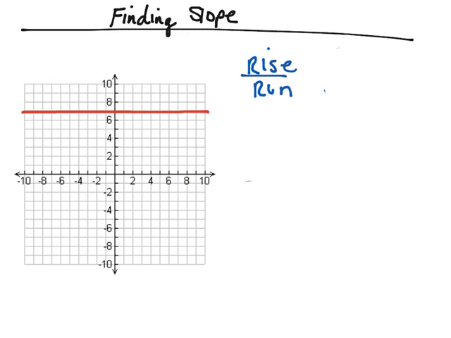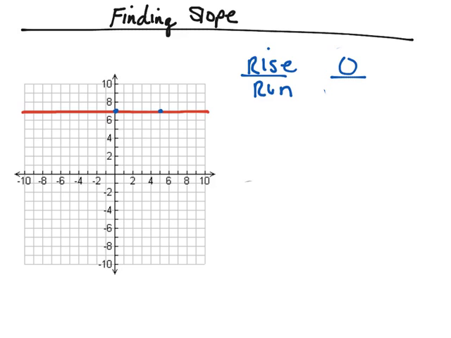Alright, the next line we're going to look at is this horizontal line. Once again, we're going to find the slope, the rise over the run. So I'm going to choose any 2 points that are on this line. I'll choose this point here, and I'll also choose this point over here. I want to get from one point to the other. First I need to figure out how much I'm going to go up or down. Because it's a horizontal line, I'm not going up or down any. So the number I use to represent not going up or down is 0.